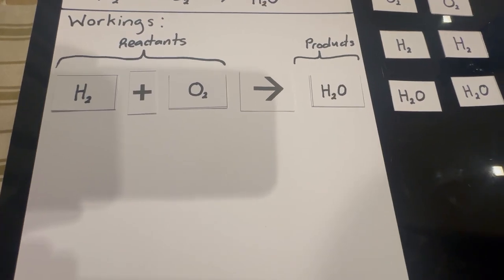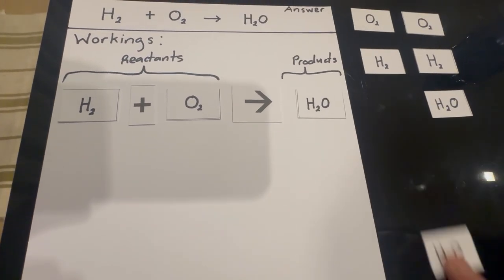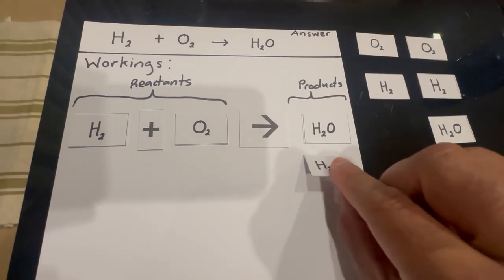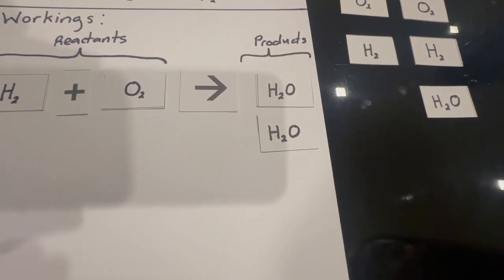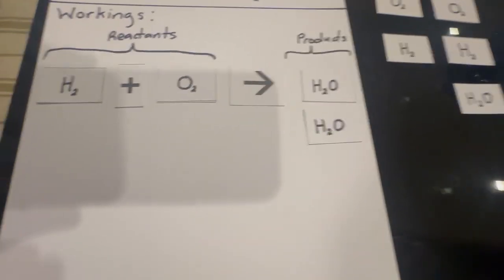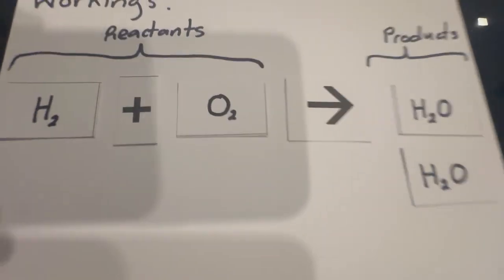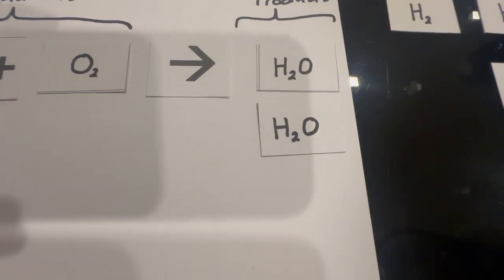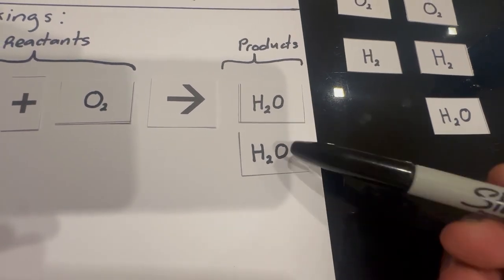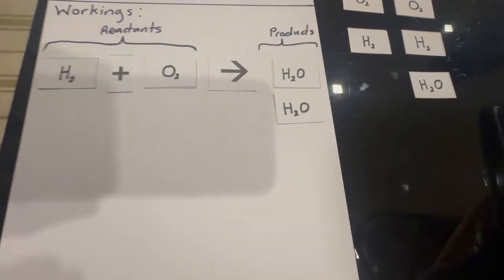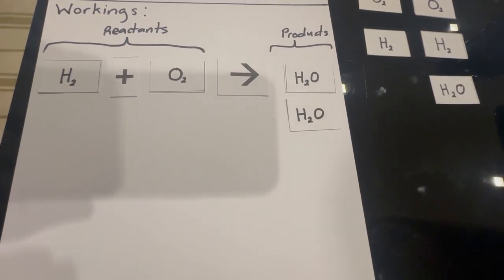So if I put another one of these here, how many oxygens do I now have on the product side? 2. So have I fixed the equation? Because you said I had 2 oxygens on the left, and now I have 2 oxygens on the right. 1 in this one, and 1 here. Is it correct now? No. Why not?